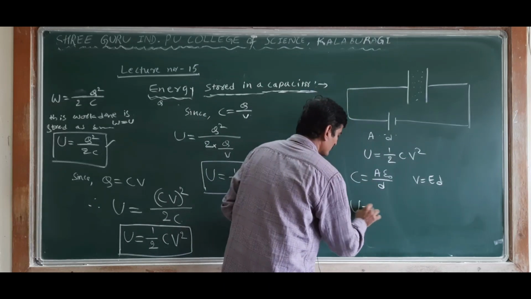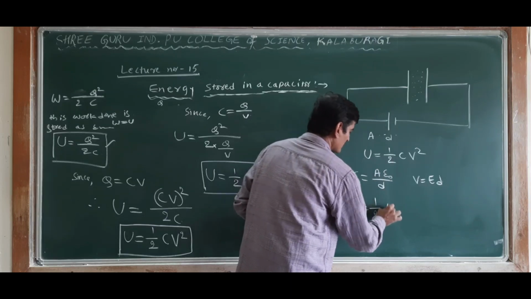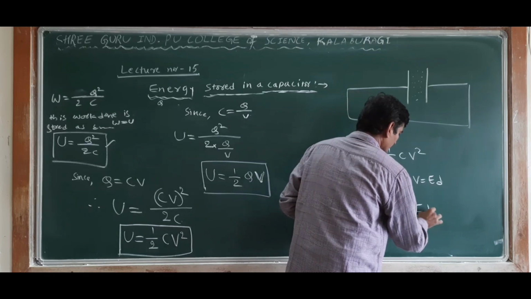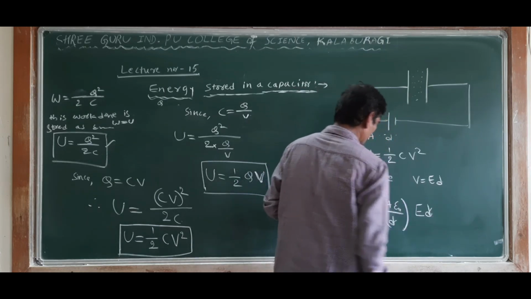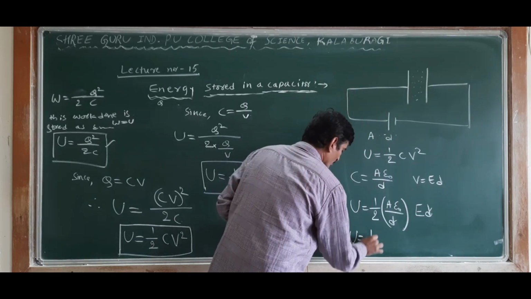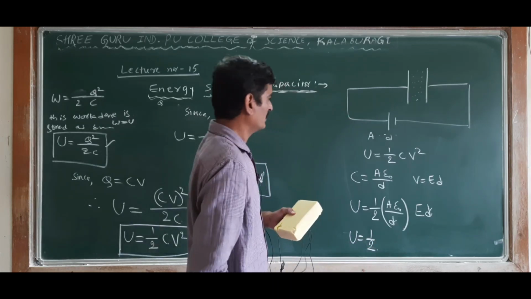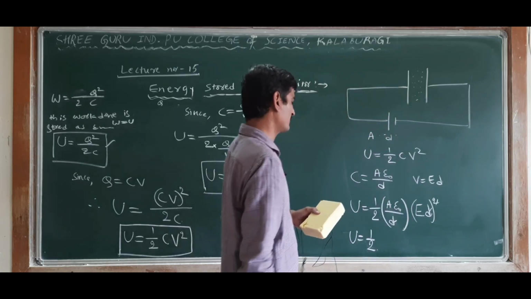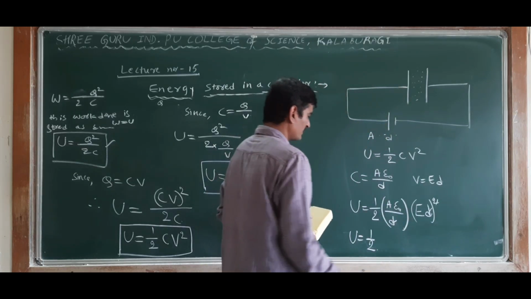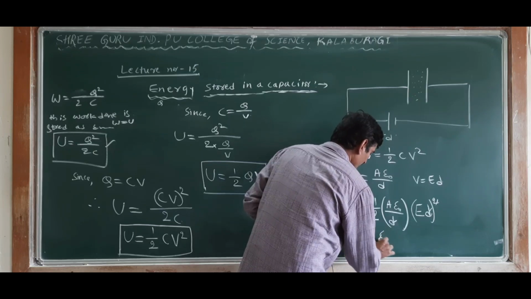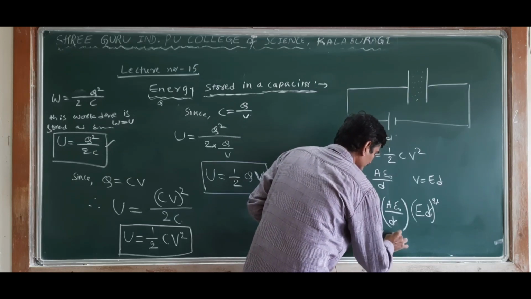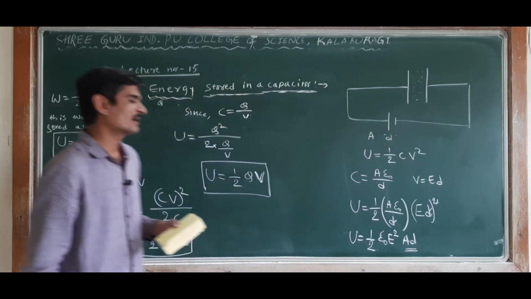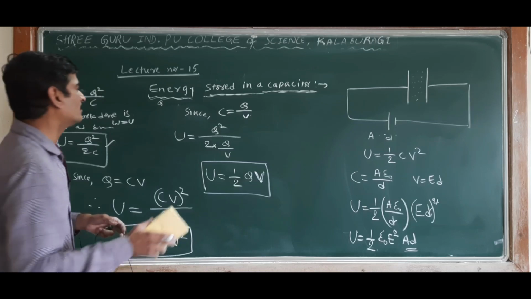So therefore U is equal to 1 by 2 A epsilon naught divided by D into E into D. Now D and D cancel. So you'll get U is equal to 1 by 2, V square, so E D square. Now D will remain. So 1 by 2 epsilon naught E square into A D, and A into D is nothing but volume.